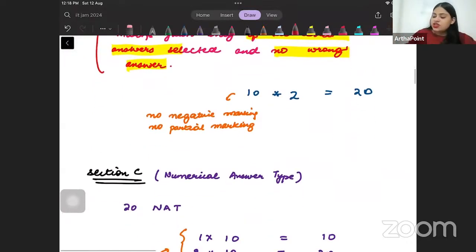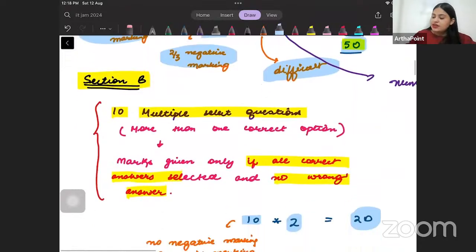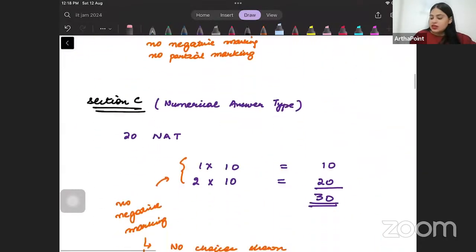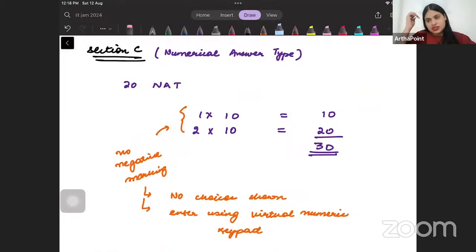Now, this section has 10 questions of 2 marks each. So this section is going to be of 20 marks. So 50 marks यहाँ हो गए हैं, 20 marks यहाँ हो गए हैं, and the remaining 30 marks will be section C. Section C is called numerical answer type, NAT questions. The numerical answer type basically is going to have 20 questions, 10 questions of 1 mark each, and 10 questions of 2 marks each.